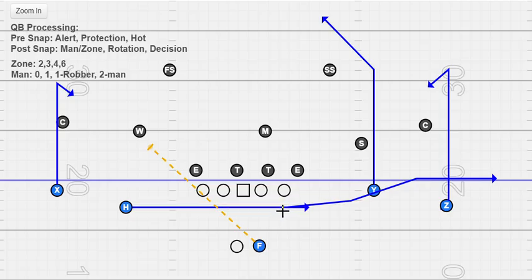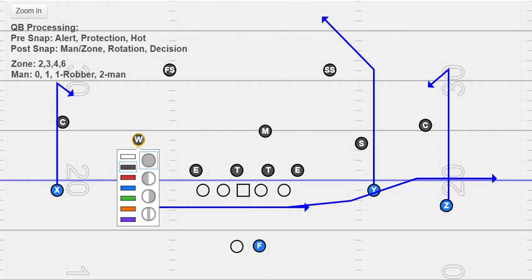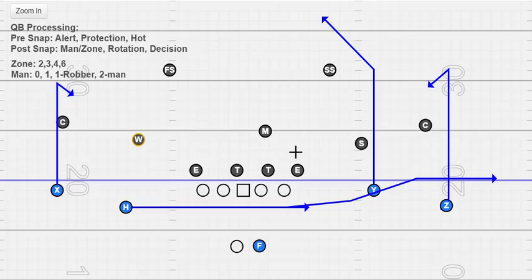Okay, so now that we know that we have this protection set up properly, we know who the hot is, the H. Now the next piece of it is what's going to happen post snap. So when I put H in motion, and let's say the Will goes in motion with him, we get this inside technique leverage from the corner. As soon as someone goes across in man to man, we know that the Will goes with them. So we know we have man to man, right?